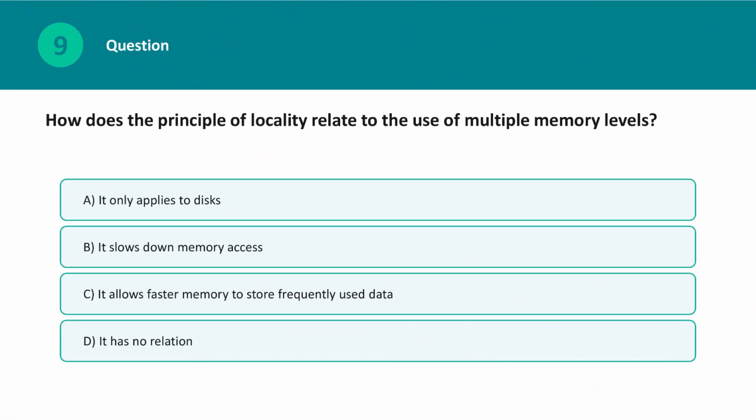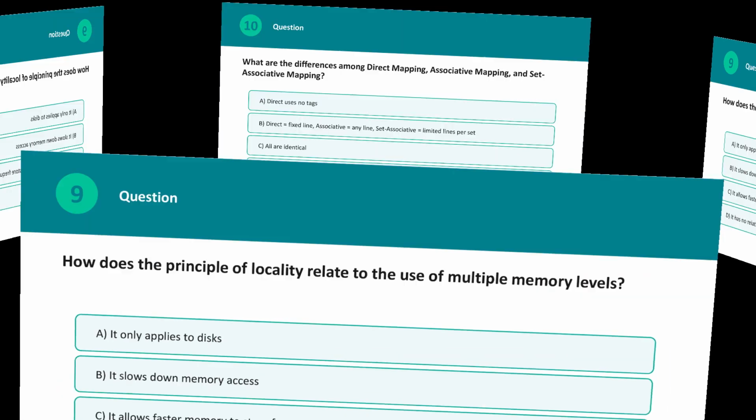How does the principle of locality relate to the use of multiple memory levels? A. It only applies to disks. B. It slows down memory access. C. It allows faster memory to store frequently used data. D. It has no relation. The correct answer is it allows faster memory to store frequently used data.